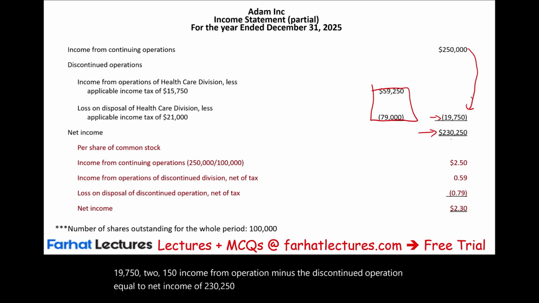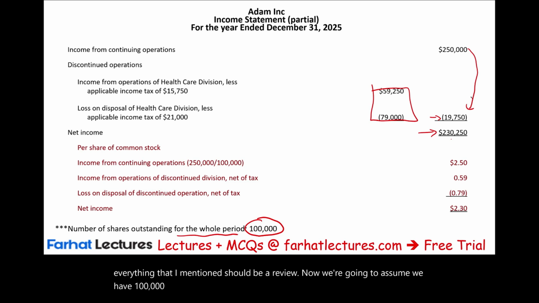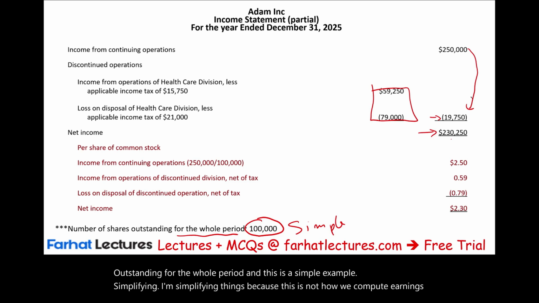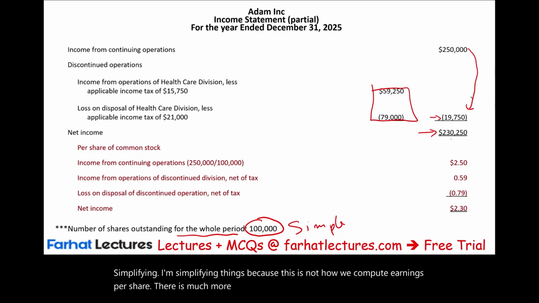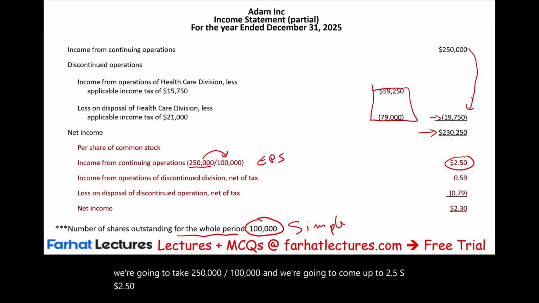I hope this should be everything that I mentioned, should be a review. Now we're going to assume we have 100,000 shares outstanding for the whole period. And this is a simple example. I'm simplifying things because this is not how we compute earnings per share. There is much more involved, especially the denominator. So we're going to take 250,000 divided by 100,000, and we're going to come up to 2.5. So $2.50 is EPS for income from continuing operation.